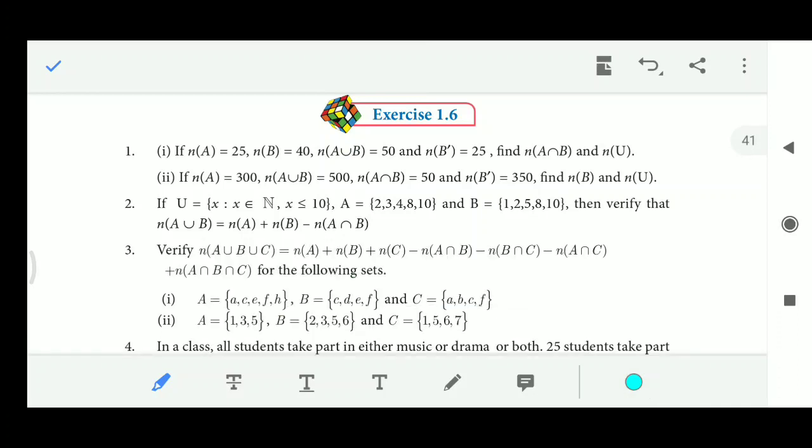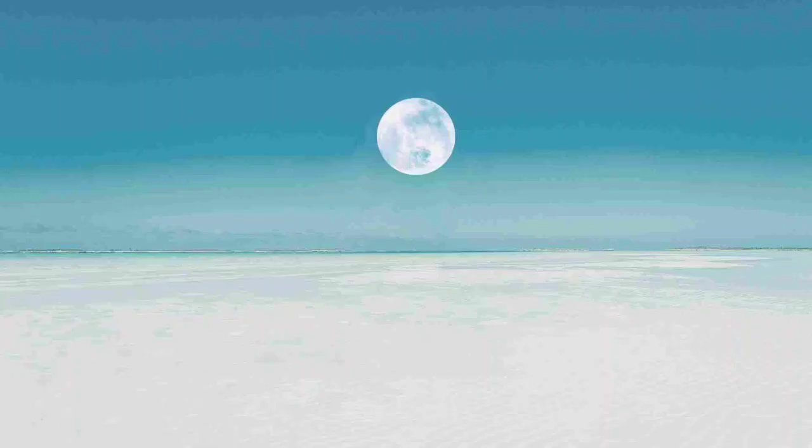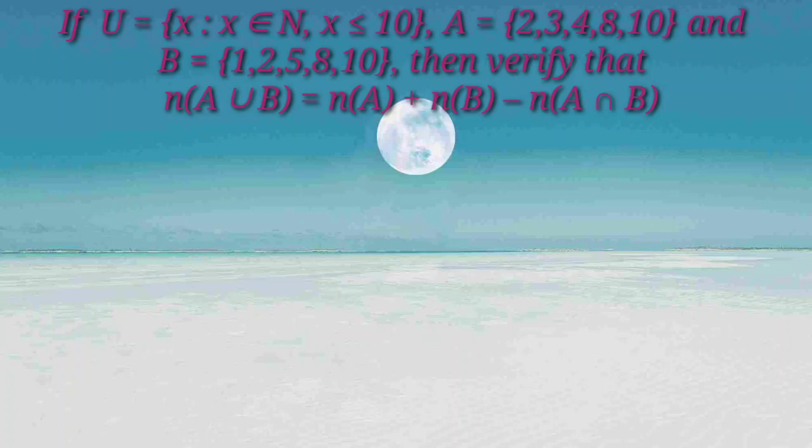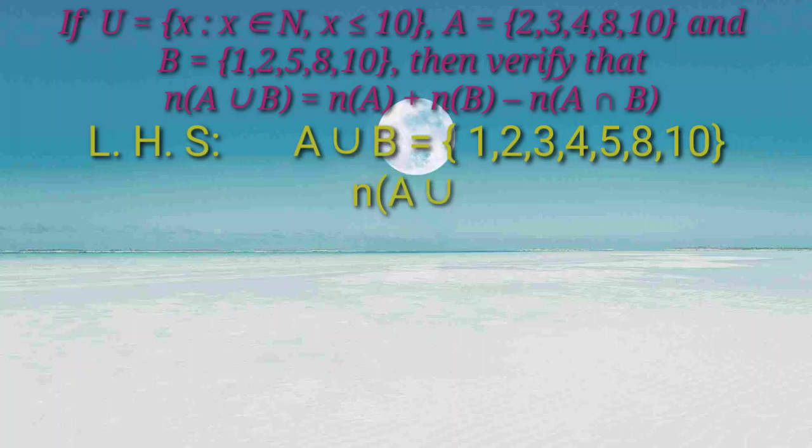In this, U = {x : x ∈ N and x < 10}, A = {2, 3, 4, 8, 10} and set B contains {1, 2, 5, 8, 10}. Verify that n(A ∪ B) = n(A) + n(B) − n(A ∩ B). To verify this, first we have to find A ∪ B. To get that, you have to write all the elements from A and B. So 1, 2, 3, 4, 5, 8 and 10. Now n(A ∪ B) is 7.